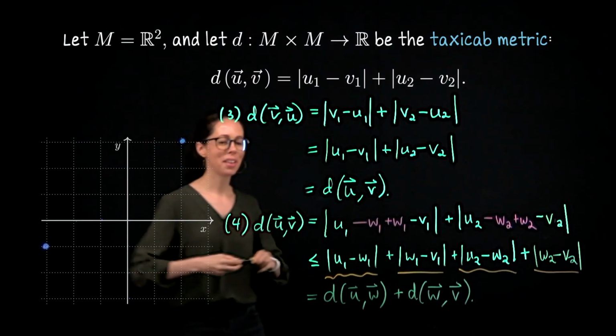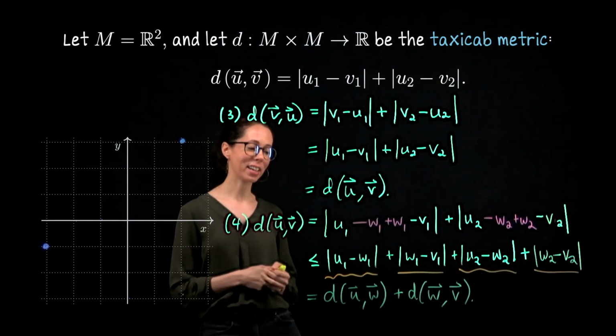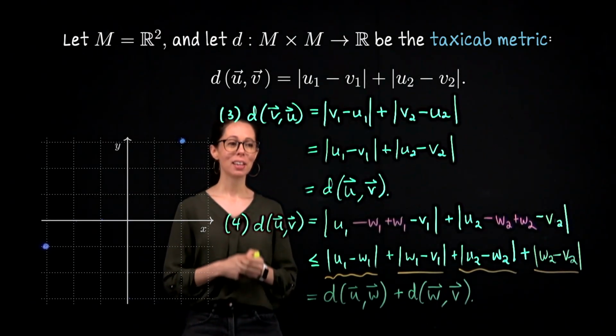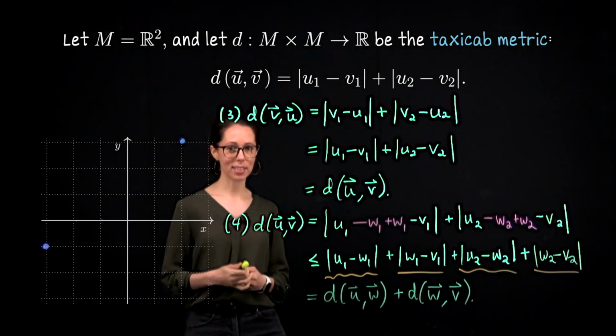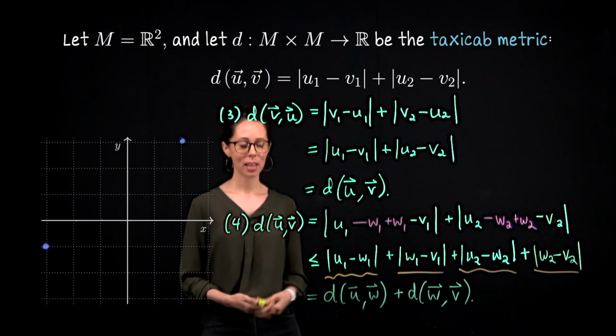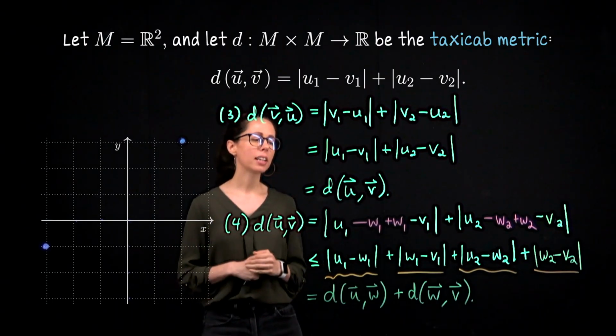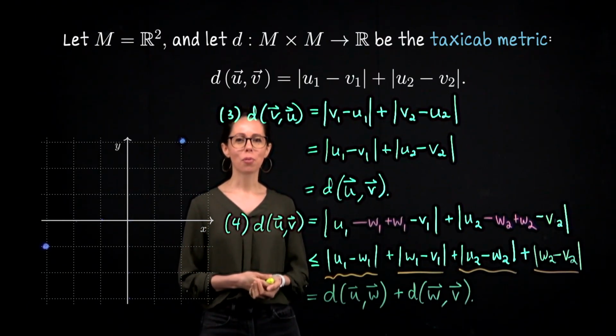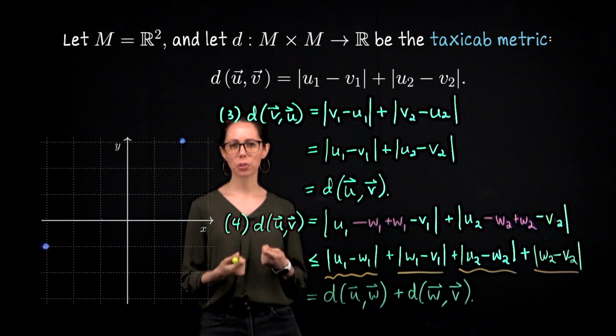Okay, that wraps up the 4 criteria that we need to check to verify that the taxicab metric is indeed a proper metric. So R2 with this notion of distance is a metric space. Take a moment and finish this, and then I just want to talk through some visual implications here before we move on to a little result with a proof.